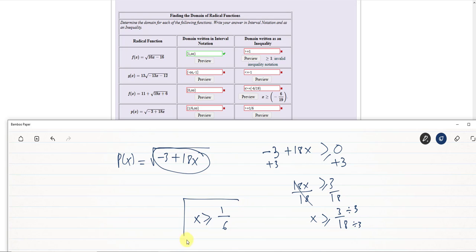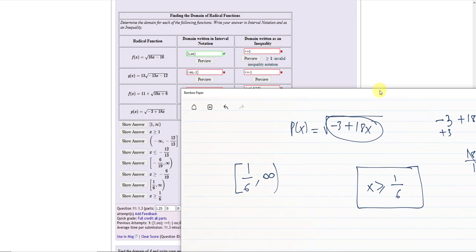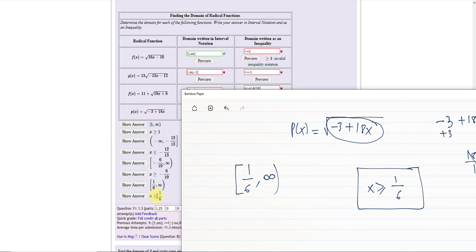So this is your inequality notation. And because x are all the values bigger than or equal to 1 over 6, 1 over 6 is the smallest value, and then we go all the way to the right for the rest of the numbers. And that should be your answer.